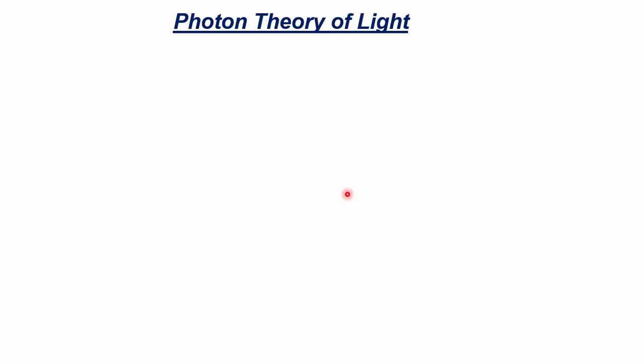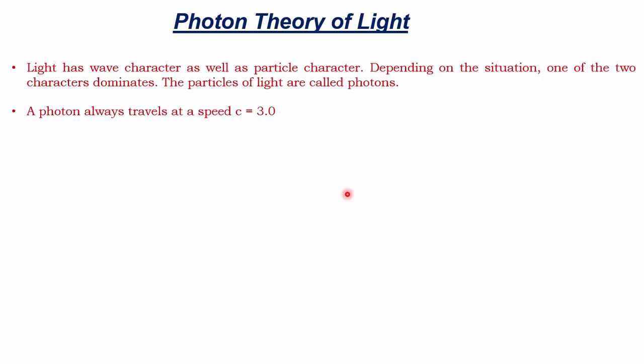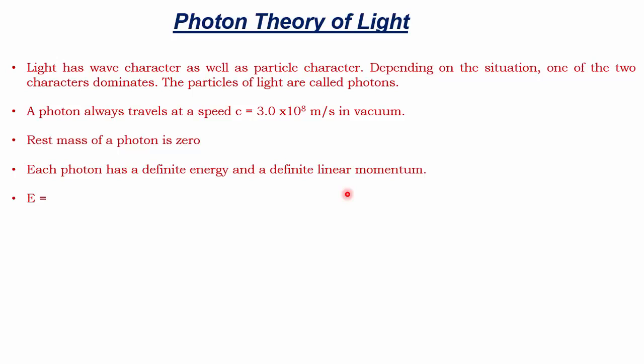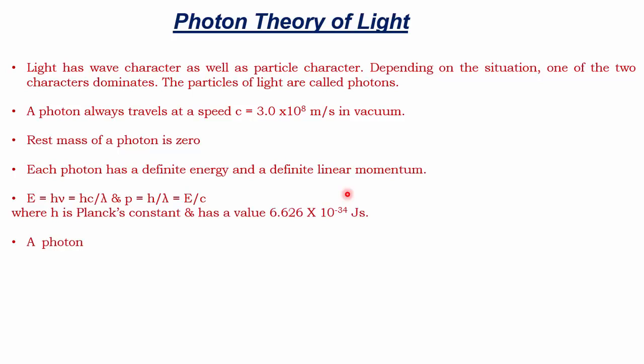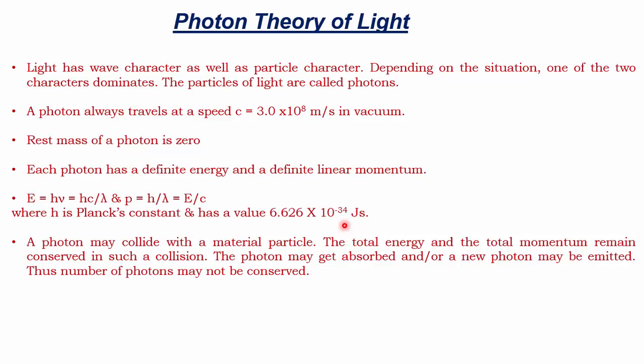So if I tell you in brief the photon theory of light, then we can say that light in some cases behaves as a wave, and in some cases it behaves as a particle. In this case it behaves as a particle and it is called photon. Photon velocity is 3 into 10 raised to 8 meter per second. Rest mass of photon is 0, so photon is never at rest, and the energy is E equal to h nu, where nu is the frequency of photon or light, and h is Planck's constant. The value is 6.6 into 10 raised to minus 34 joule second.